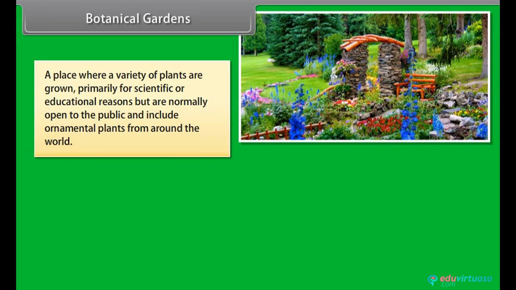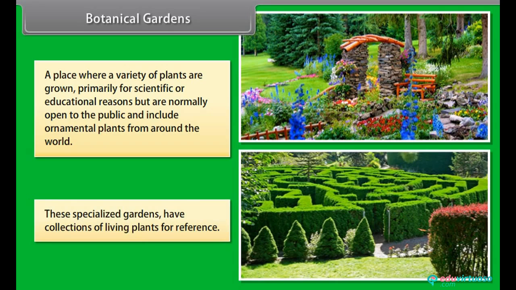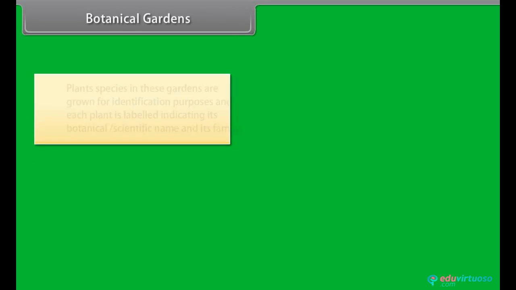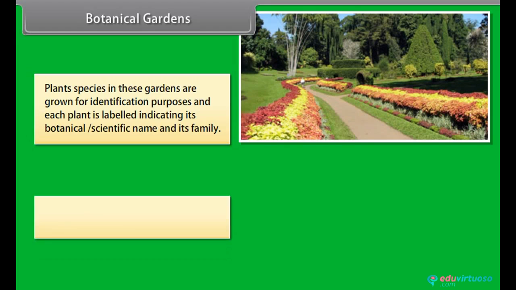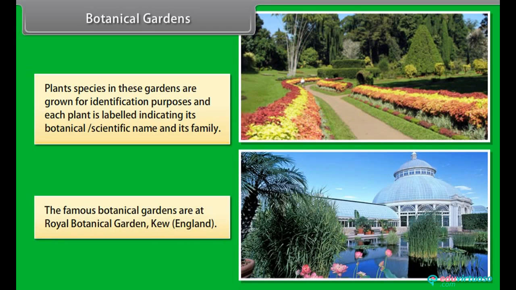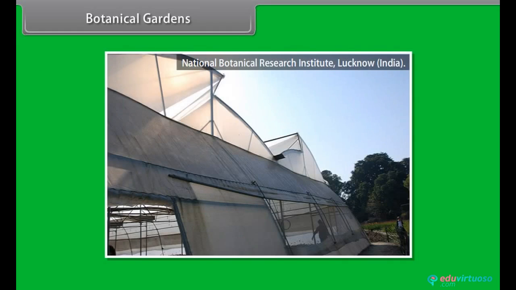Botanical Gardens. A place where a variety of plants are grown, primarily for scientific or educational reasons, but are normally open to the public and include ornamental plants from around the world. These specialized gardens have collections of living plants for reference. Plant species in these gardens are grown for identification purposes, and each plant is labeled indicating its botanical scientific name and its family. The famous botanical gardens are at Royal Botanical Garden, Kew, England, and the Indian Botanical Research Institute, Lucknow, India.